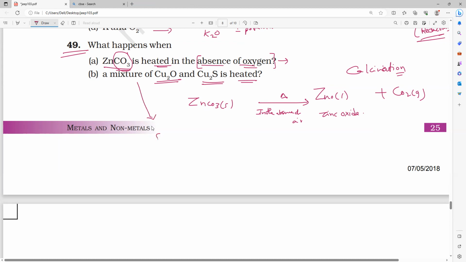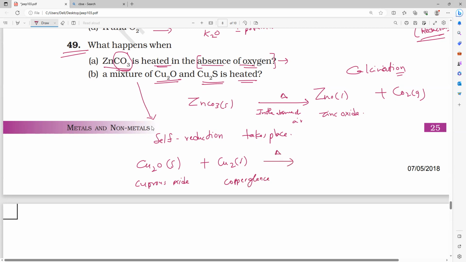This mixture is a what? Self-reduction takes place. So what is that, everybody? Cu2O plus Cu2S. Okay, what is the name of this one? Cuprous oxide. And this one is what? Copper glance. Copper glance will undergo heating, so they will produce copper plus SO2 gas.